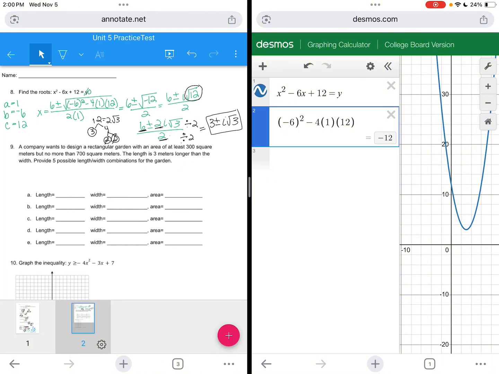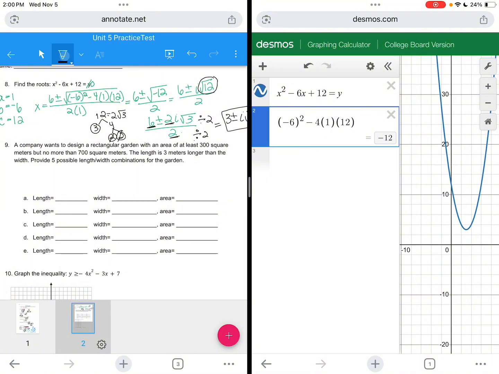Number 9 says a company wants to design a rectangular garden with an area of at least 300 square meters, but no more than 700 square meters. Okay, so we know that the area needs to be sandwiched between 300 and 700. The length is 3 meters longer than the width. So the length is the width plus 3. Provide 5 possible length/width combinations for the garden.